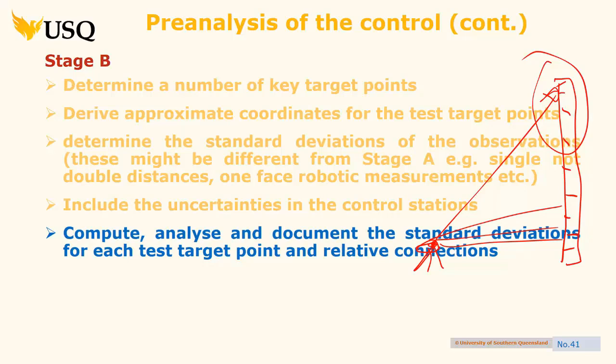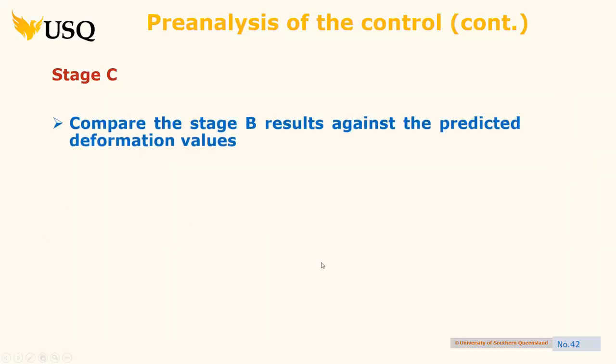But one thing you should have learned from assignment one, question one, was how to think through the problem, right? What are the real issues? And then the last stage is you go from the stage B results, like you did before, against the predicted deformation values. That's the difference now, is that you've actually got from your object model that we expect to say maybe it'll subside by 12 millimetres. Maybe it'll shift downstream by 7 millimetres, right?